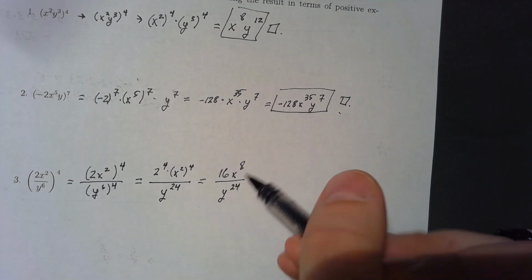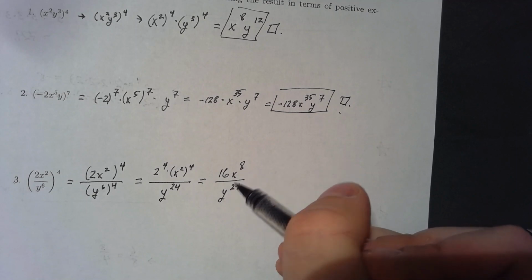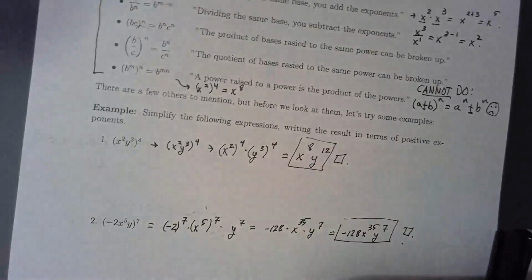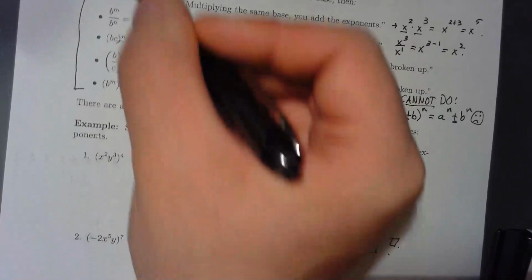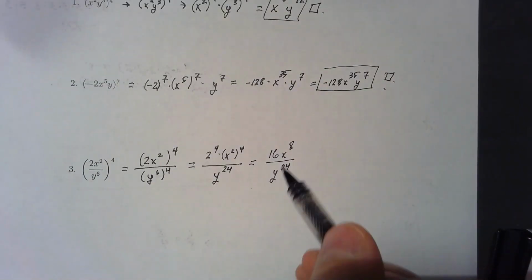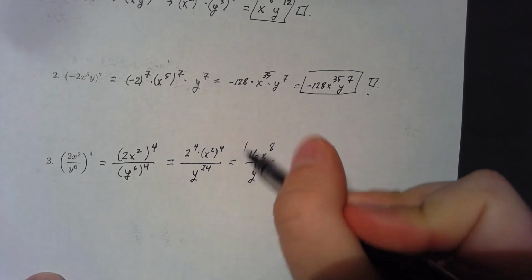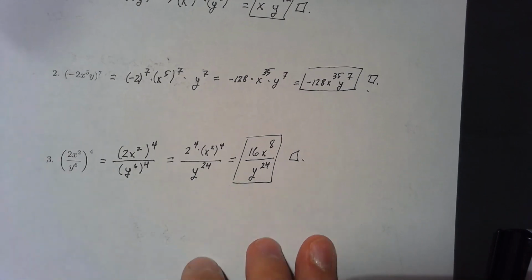We are done here because this is a base of x. This is a base of y. These do not cancel. They're different bases. If these were the same bases, then we could apply this property right here. But that's if they're a common base. But these are not common bases. So I'm going to box that because it's done. All right. So let's go on to the next page of the notes.